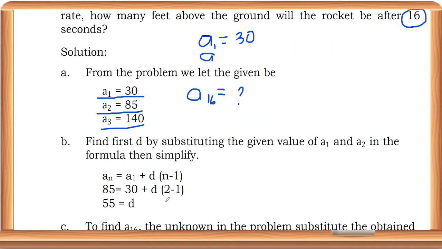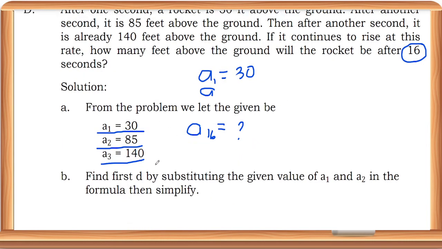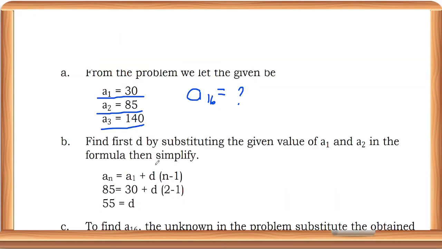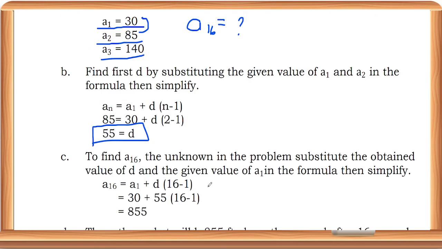Okay, so first, by substituting the given a sub 1 and a sub 2 in the formula, we can simplify it. First you get the common difference. All you have to do is subtract these. So the common difference is 55. We are just subtracting, right? Knowing that the common difference is 55, you can now use the formula.